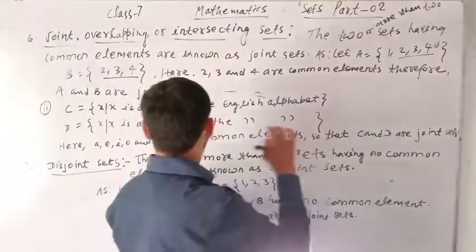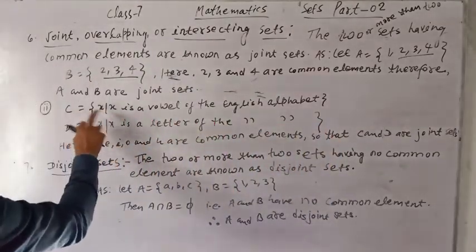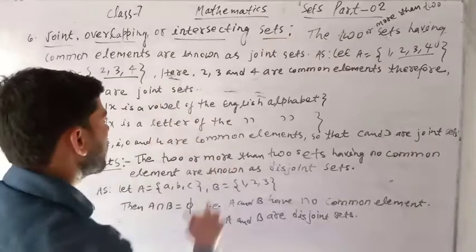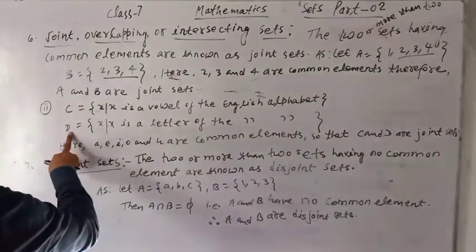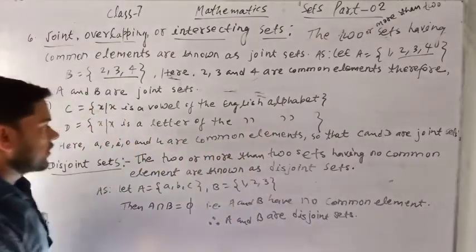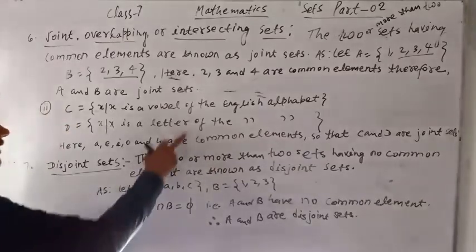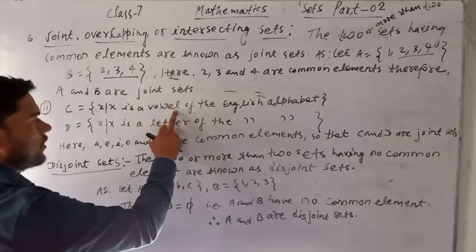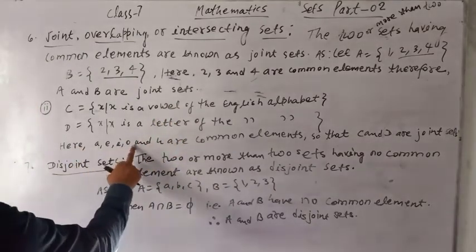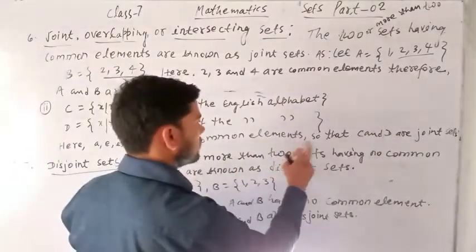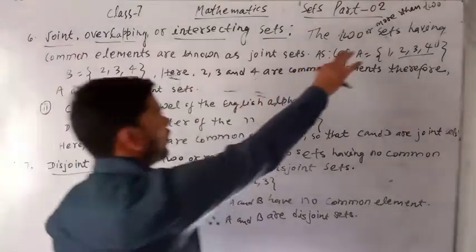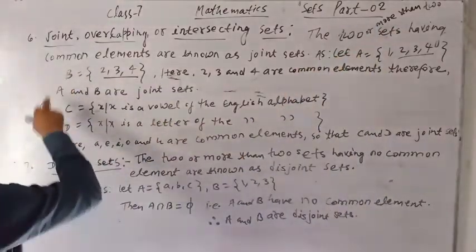We can take another example. The set C is equal to {x such that x is a vowel of the English alphabet} and D is equal to {x such that x is a letter of the English alphabet}. Letter of the English alphabet, it means A to Z. Only there are 5 vowels: A, E, I, O and U. Here A, E, I, O and U are common elements, so that C and D are joint sets. Two or more than two sets, there are two sets.